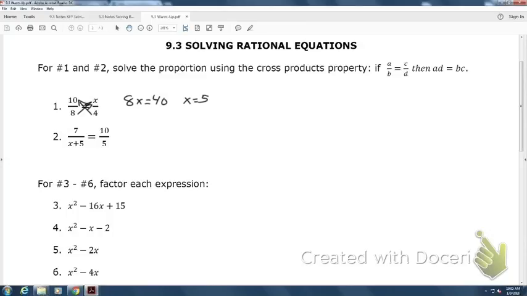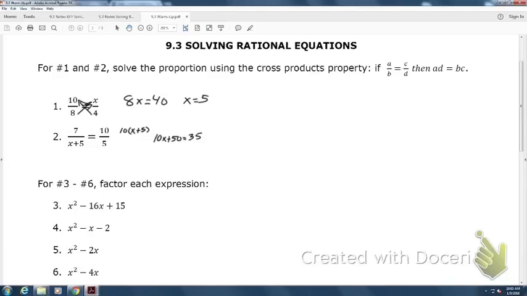A common mistake on these that we'll see is people will just do 10 times x and give me 10x plus 5. But you've got to do 10 times the whole thing. So that's going to give you 10x plus 50 equals, on this one it is 35.